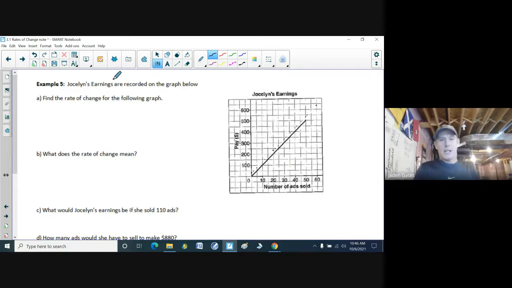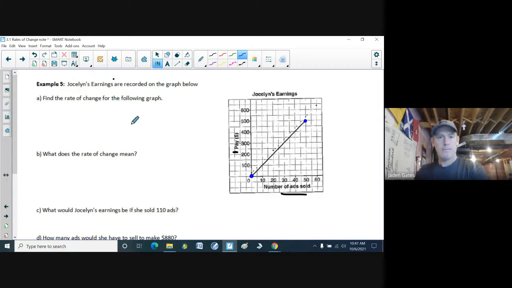All right. Jocelyn's earnings are recorded on the graph below. All right, there we go. There's Jocelyn's. We got pay over here and number of ads sold. Find the rate of change. So again, we're talking about finding the slope. So again, I need 2 points. I'm going to go with this one here. Again, no decimals. And the one at the bottom here.